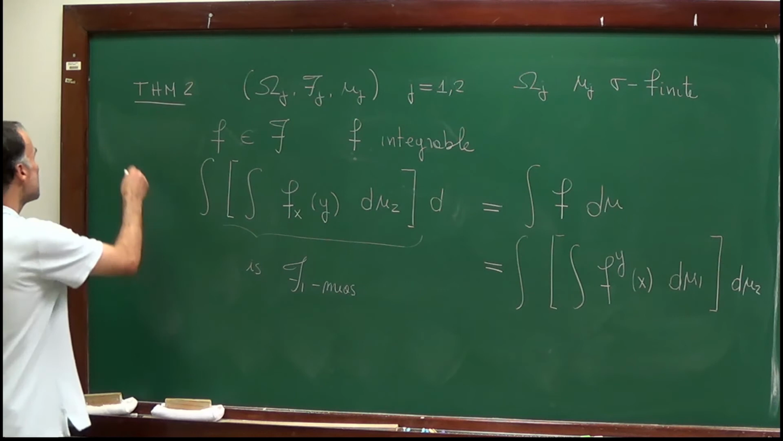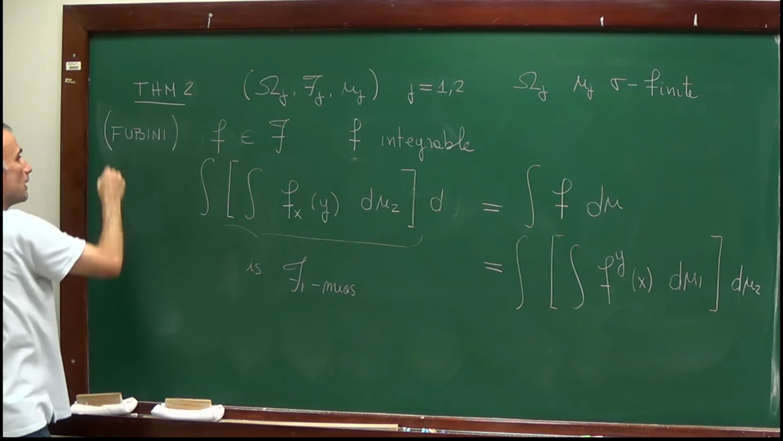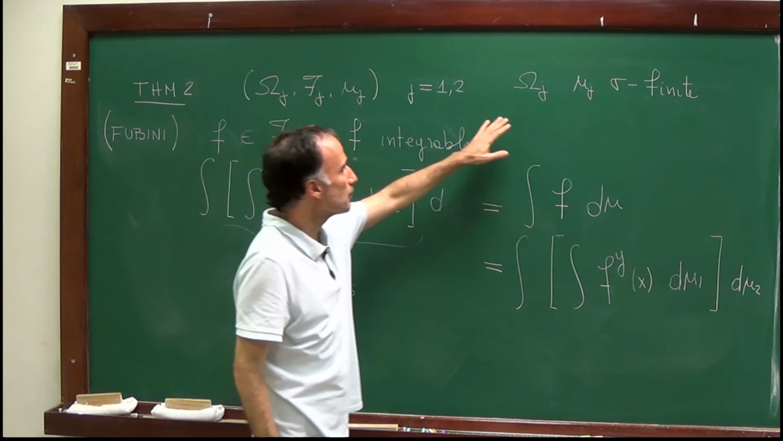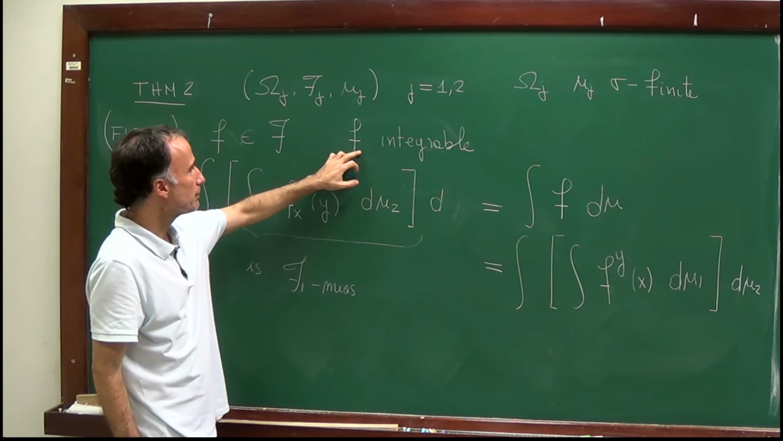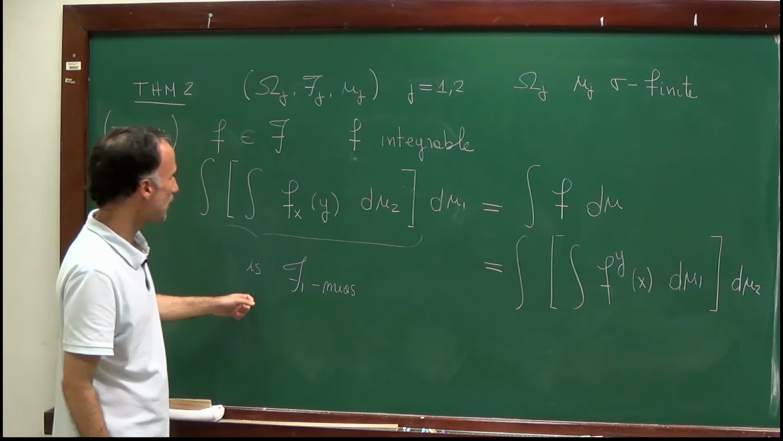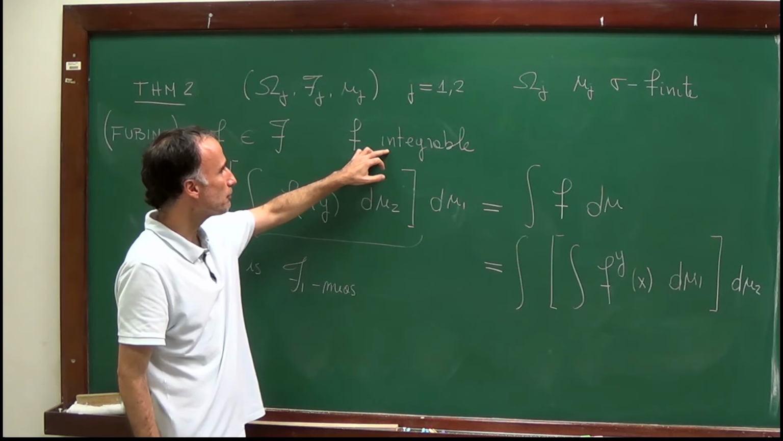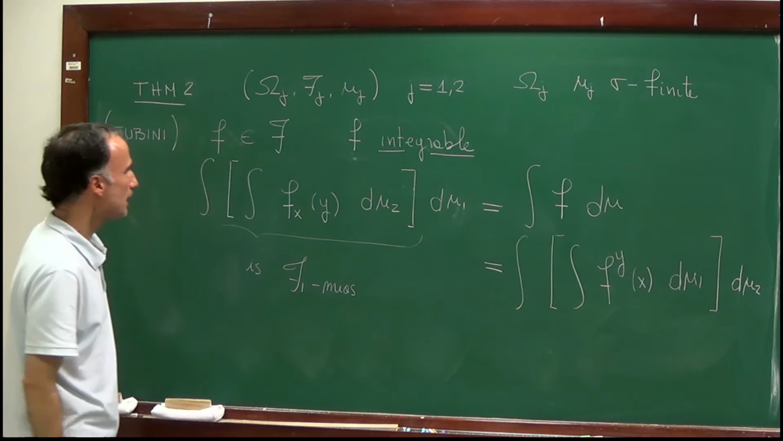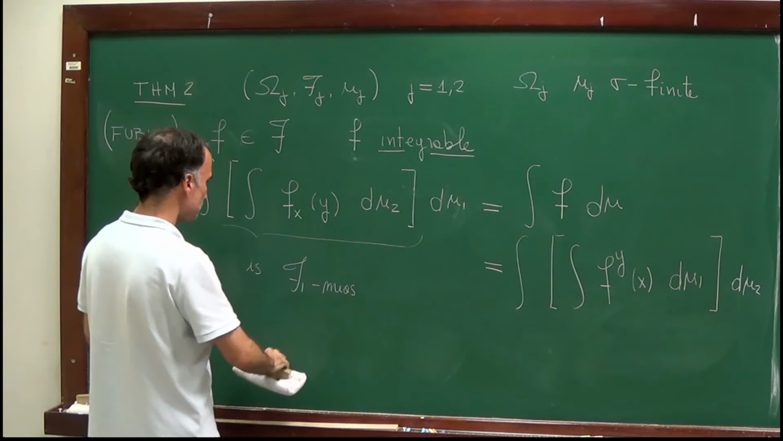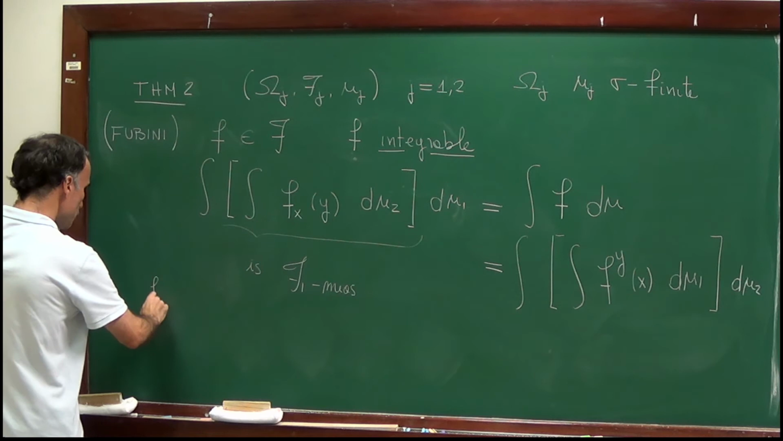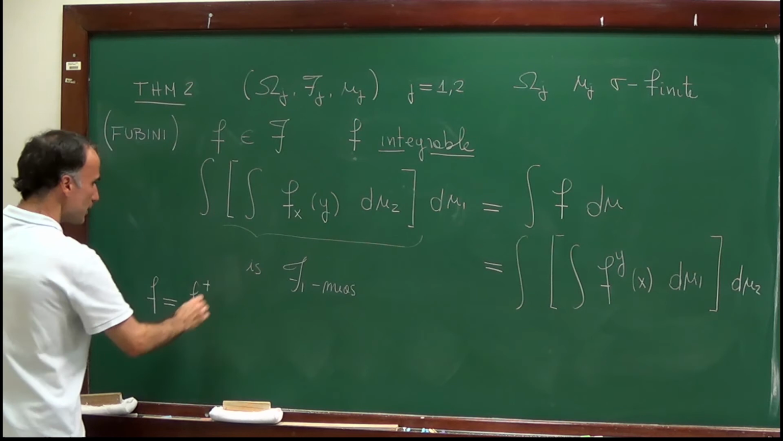Now let's prove Fubini's theorem. So here, again, we have two measure spaces. I'm assuming that they are sigma finite. We proved that if f is non-negative, we have this identity, and we have the measurability of these integrals. Well, I'm replacing the assumption that f is non-negative by the assumption that f is integrable. Right? And then we have a problem, because I'm assuming that f is integrable, so let's take the positive part of f and the negative part of f.